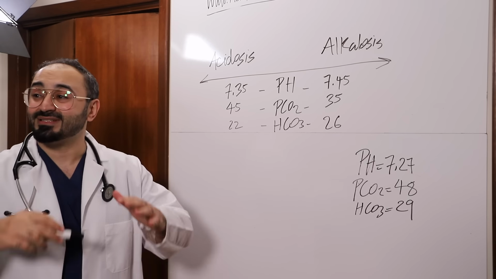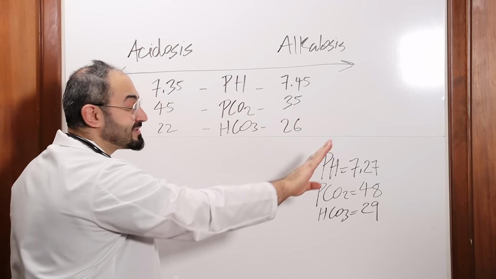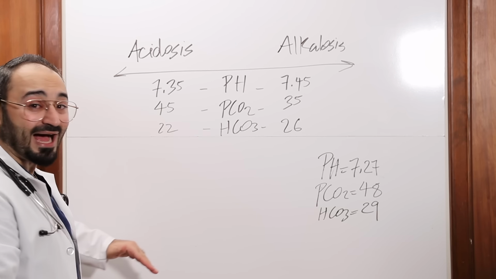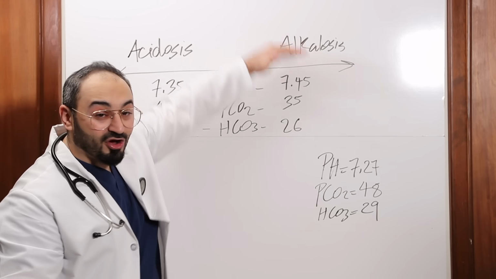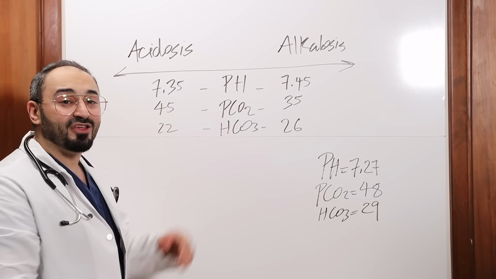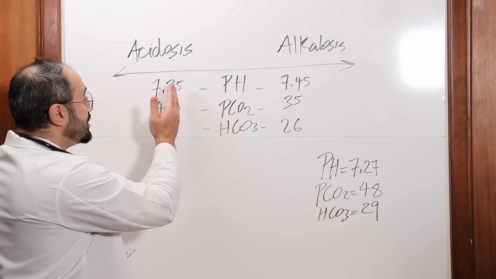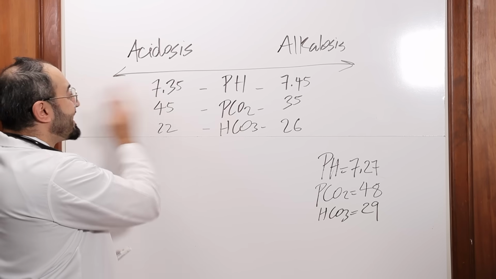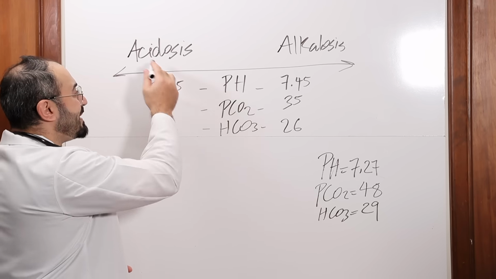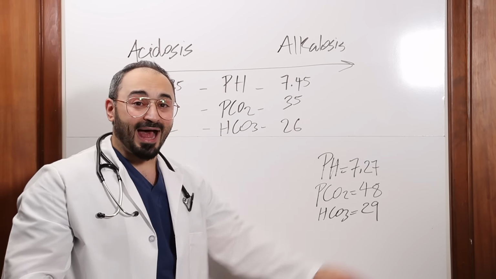First, we're gonna start with some normal values. I'm gonna explain what acidosis is and what alkalosis is. Basically, everything on this side is acidosis, and everything on that side is alkalosis. We're gonna start with the pH. The normal value is between 7.35 and 7.45. So if your pH is less than 7.35, it's gonna be acidosis. More than 7.45, it's gonna be alkalosis.